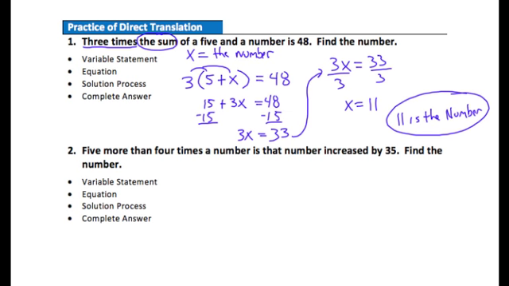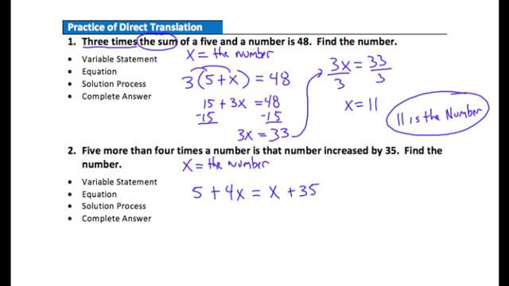Okay, question 2. 5 more than 4 times a number is that number increased by 35. Find the number. Okay, so again, we'll identify our variable. Okay, now let's translate. 5 more. So to take 5 more than something, we're going to add 5 to it. 5 more than 4 times the number. So 4 times the number is just going to be 4x. Is, there's our equal sign, is that number, so again, that's our number, x, that number increased by 35. So if we want to increase that number by 35, it means we're adding 35 to it.